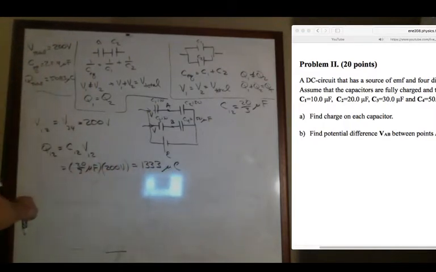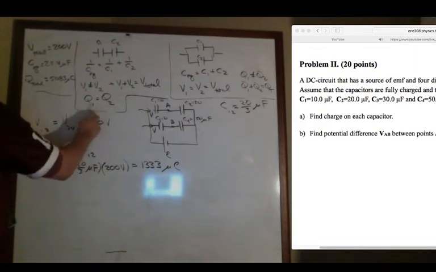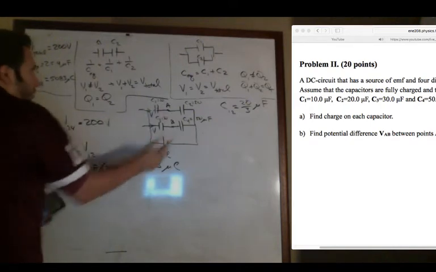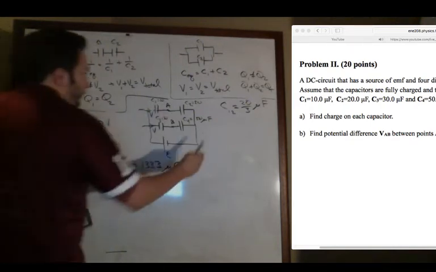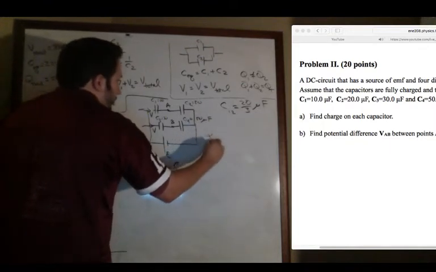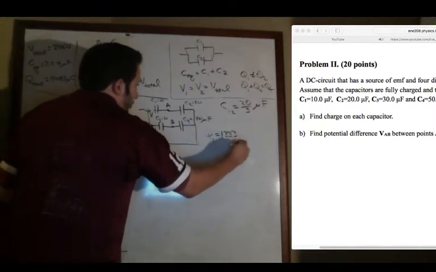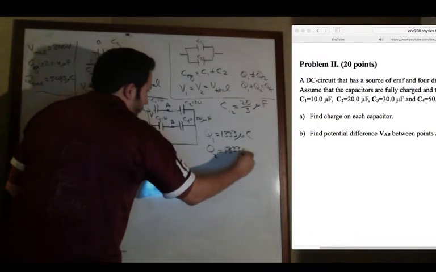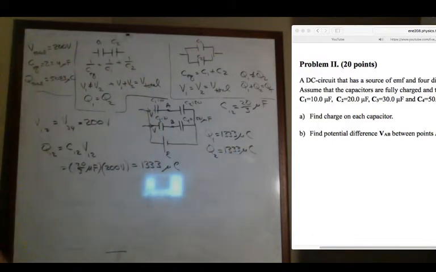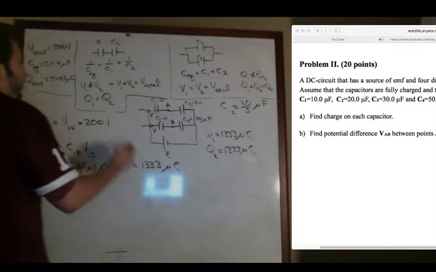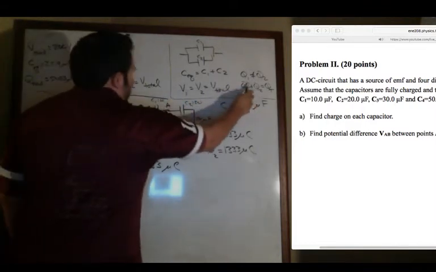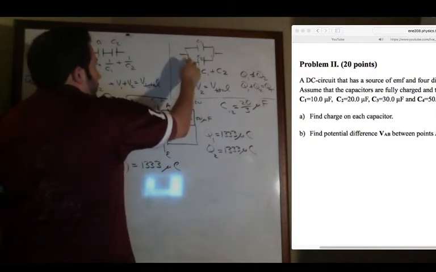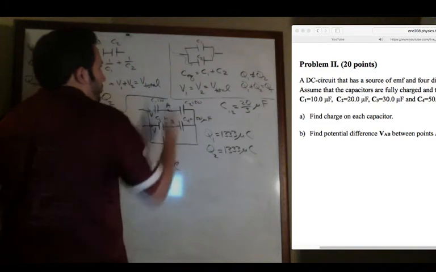And guess what? Because the charge is the same through series, the charge that goes through both 1 and 2 are exactly the same. So I've already found Q1, 1333 microcoulombs, and so is Q2. Q2 is also 1333 microcoulombs. And if that's Q1 and Q2, whenever you have things in parallel, the total charge is going to be equal to the sum of the charge that goes through the top one plus the charge that goes through the bottom one.